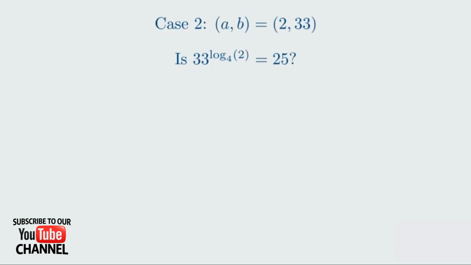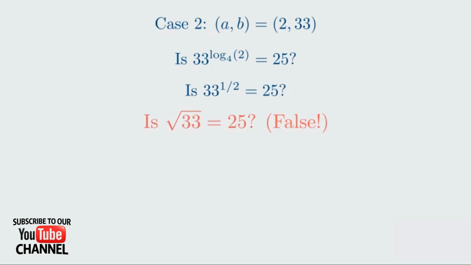Let's try case 2. a equals 2, b equals 33. We have 33 to the power of log base 4 of 2. Log base 4 of 2 is 1/2. So we need to check if 33 to the 1/2 is 25. The square root of 33 is not 25, so this pair is also false.